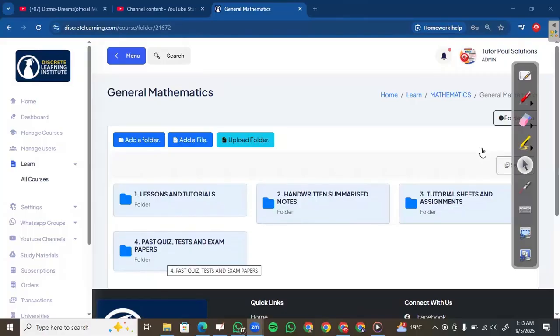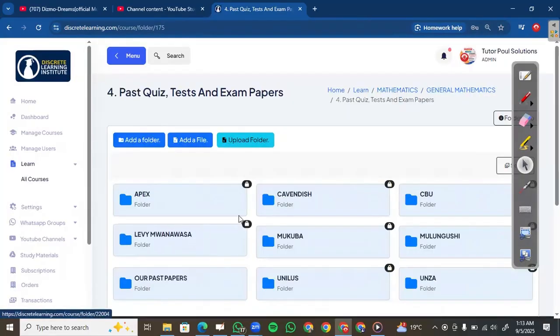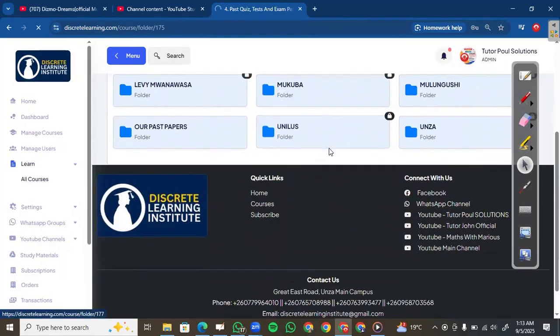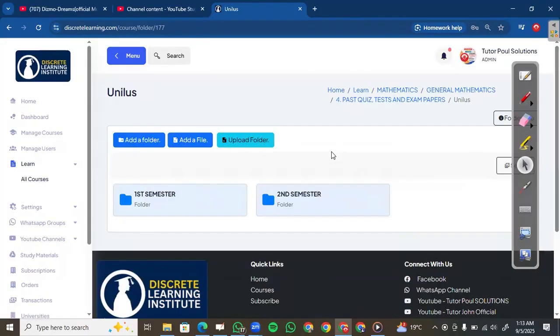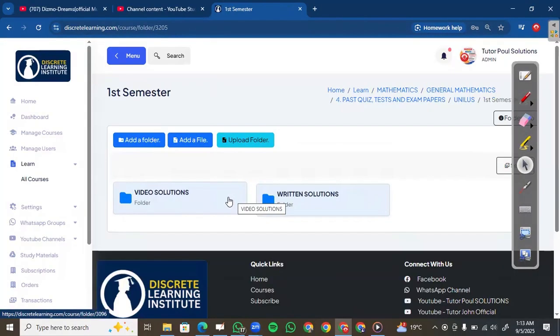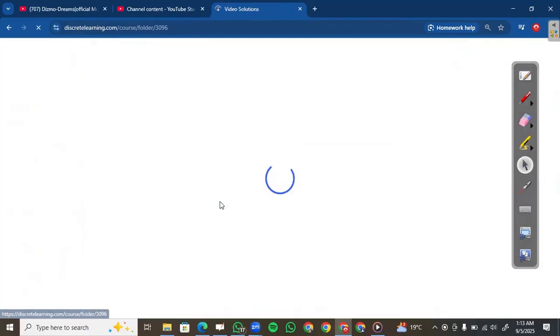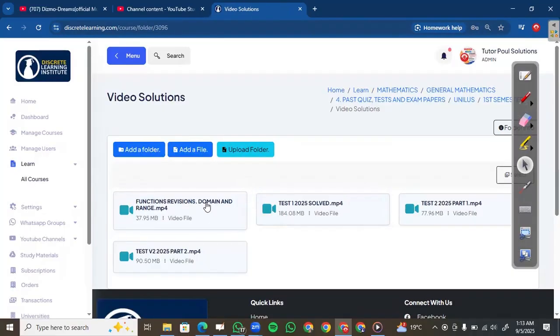Here you see that we have past papers, so you can open the past quiz, test, and exam papers. You go again to Unilus, since the tutorial that I was solving was for Unilus. First semester, and then video solutions here. So I'm going to find the video solutions for the tests last year. So this was test 1, this was test 2. You can watch this and then you can learn at your own time.